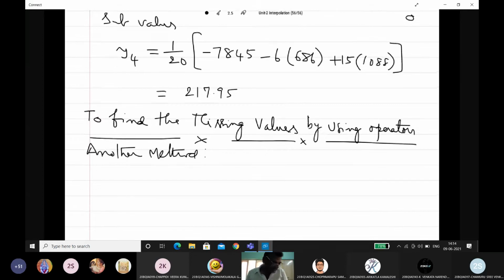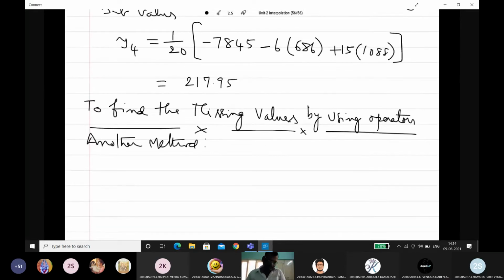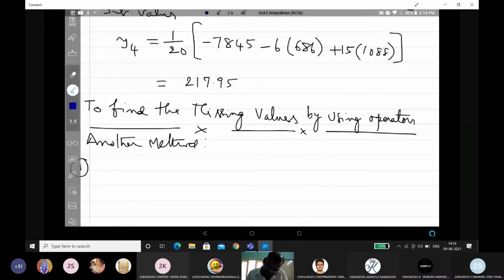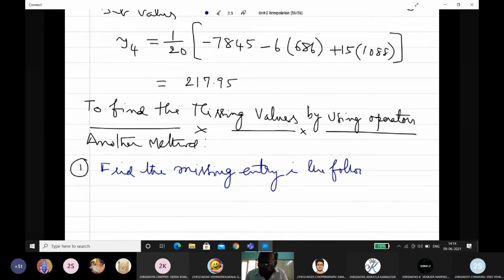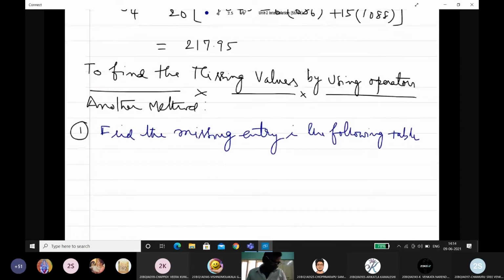ఎగ్జామినేషన్ లో, find the missing entry in the following table. Note on the values x corresponding y or f of x. దీన్ని మనం f of x ని కూడా అనొచ్చు.